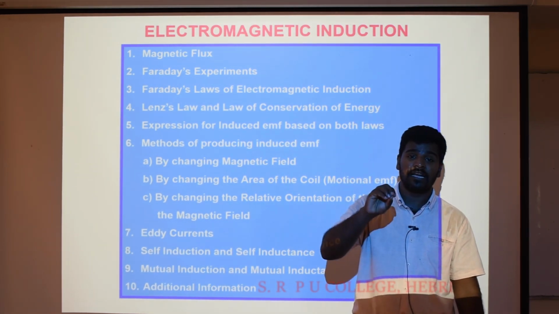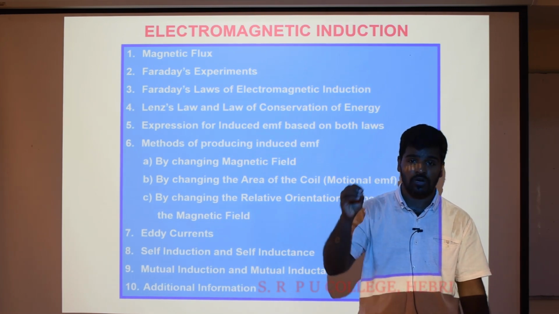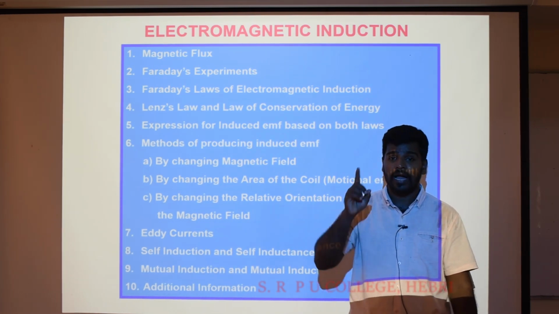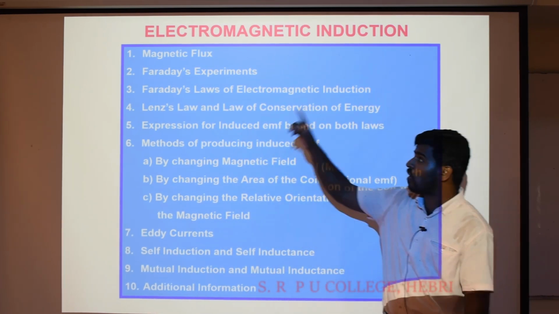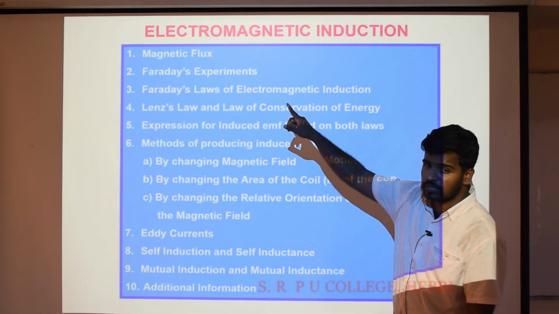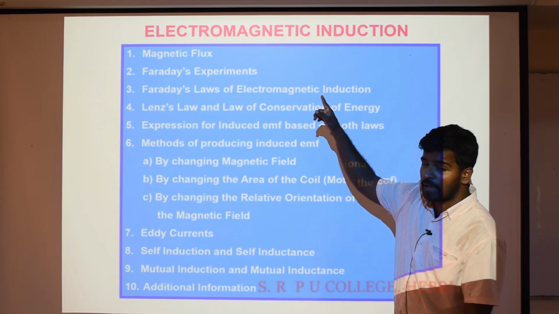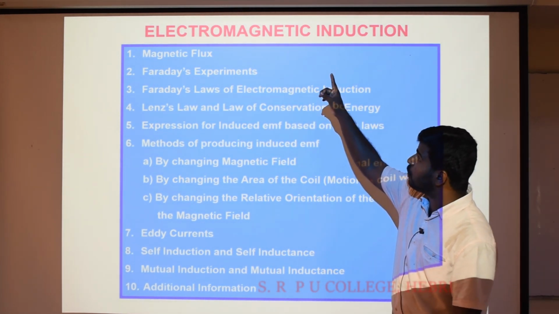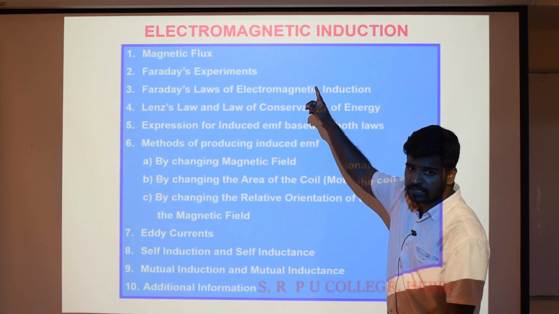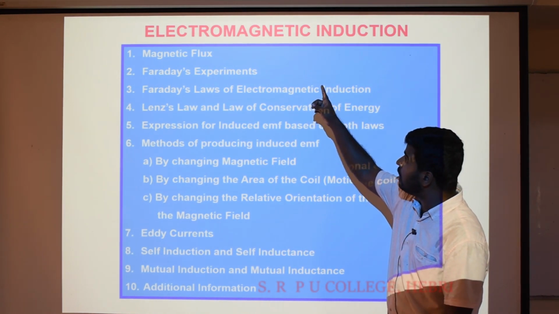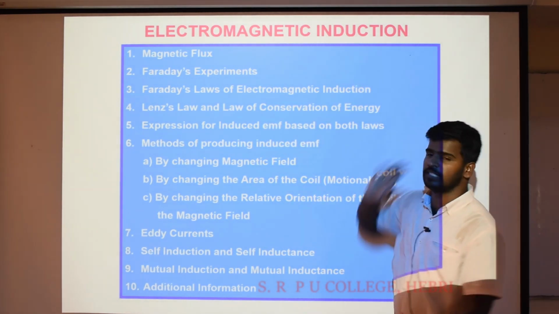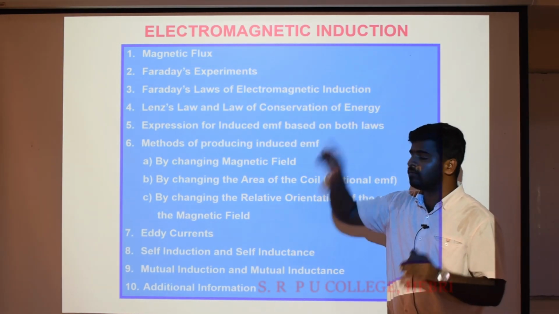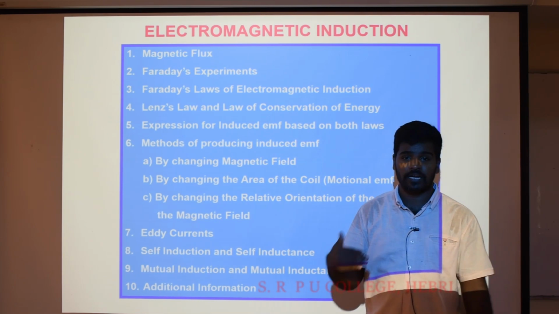That generates an EMF, that current is also called an induced current in the coil, and that process is called electromagnetic induction. Is it clear? It is a combination of the two words electro, that means electric field, and magnetic, that means magnetic field. Therefore a varying magnetic field can produce an electric field by the process called induction. That is the reason why it is known by the name electromagnetic induction.